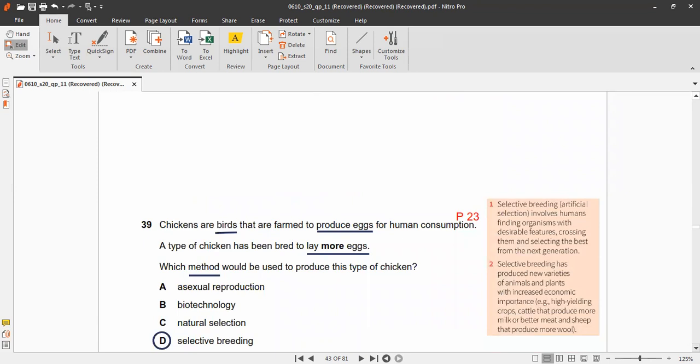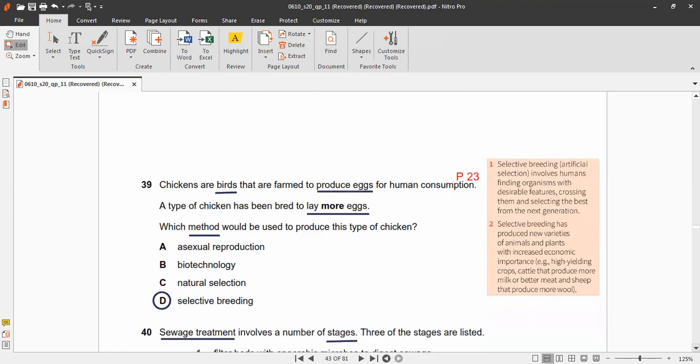Chickens are birds that are farmed to produce eggs for human consumption. A type of chicken has been bred to lay more eggs. Which method would be used to produce this type of chicken? Yes, selective breeding. Selective breeding, or artificial selection, involves humans finding organisms with desirable features, crossing them and selecting the best from the next generation. And also increased economic importance, like here, laying more eggs.